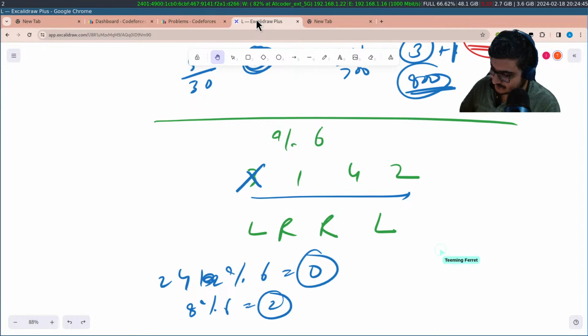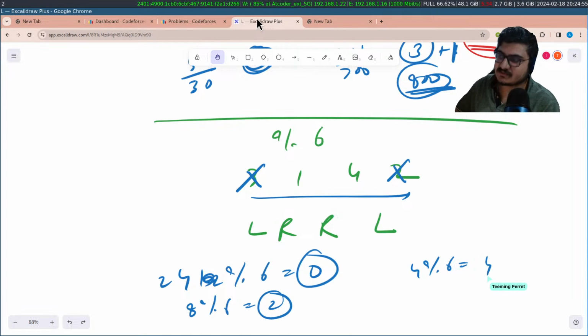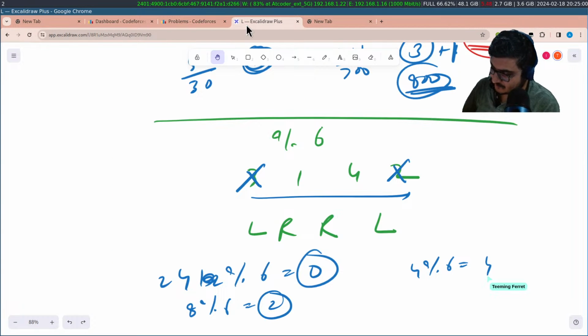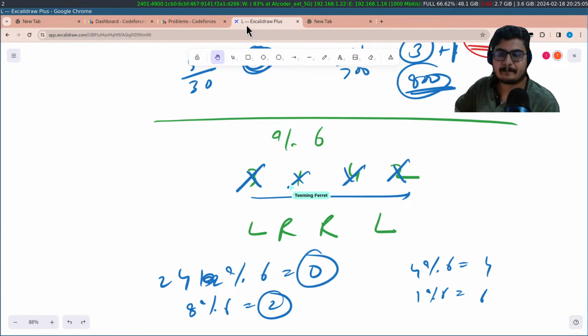And now we have to remove one cell from the right. The remaining numbers are 1 and 4. Their product is 4. 4 modulo 6 is 4. So we have output 4 over here. And now we have to remove one more number from the right. The remaining number is only 1. 1 modulo 6 is 1. So we output 1 over here. And at last we remove it and the array is empty.